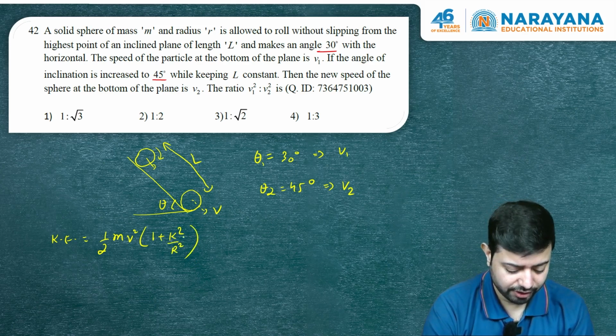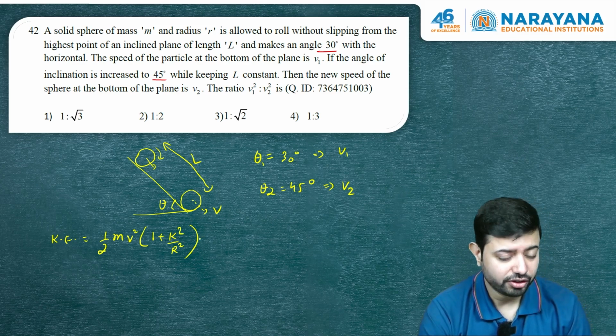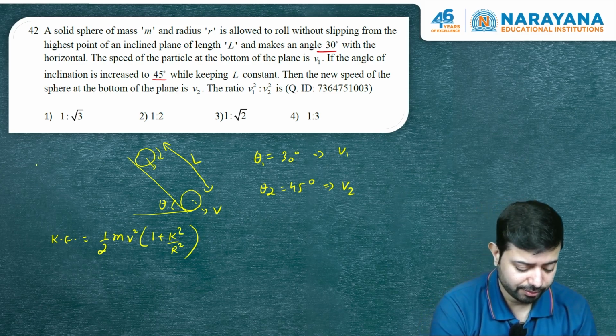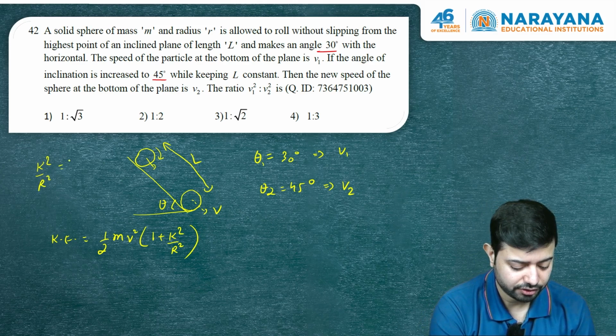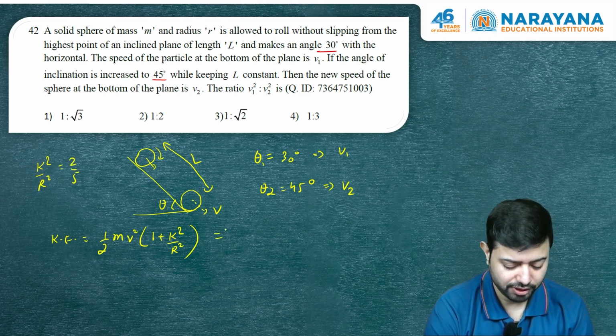Okay. So, here what do you get in the end? For it is a solid sphere. So, for solid sphere, what is my k square by r square? It is 2 by 5. So, overall I can say this is 7 by 10 mv square.